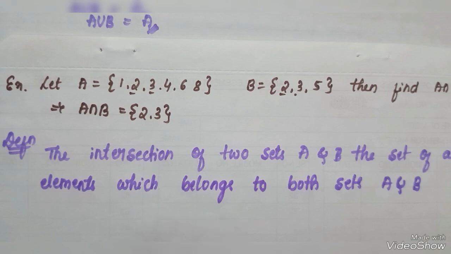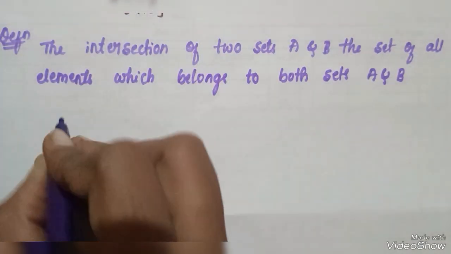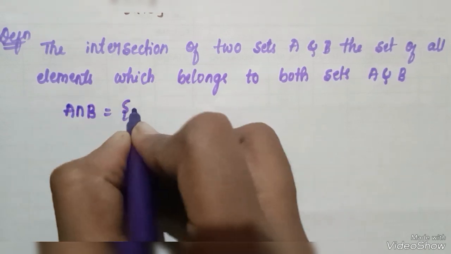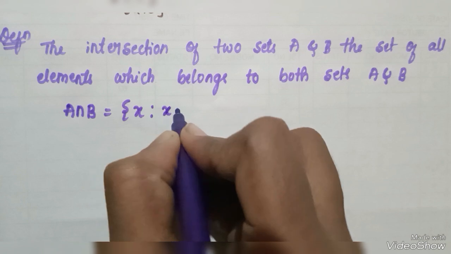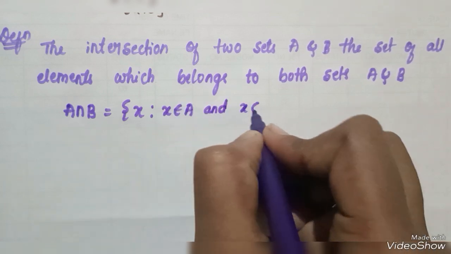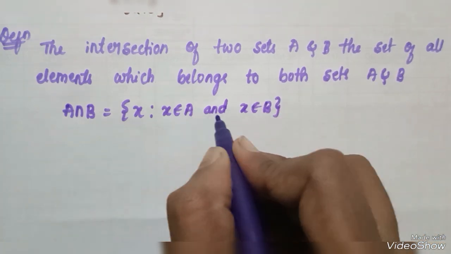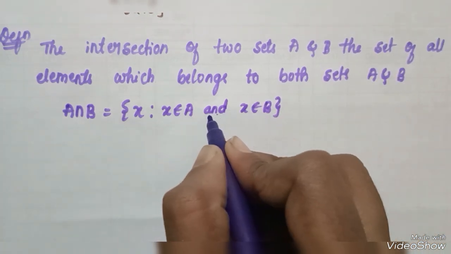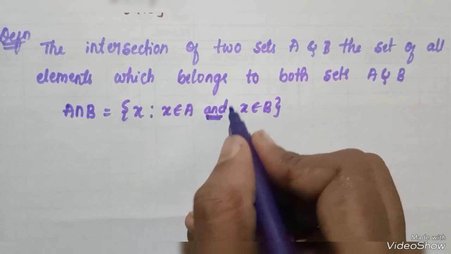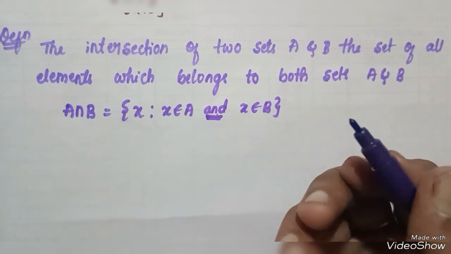The set builder form representation is: A intersection B is equal to {x such that x belongs to A and x belongs to B}. Here in intersection usually we use AND. In place of AND, if we use OR, it is the definition of union.